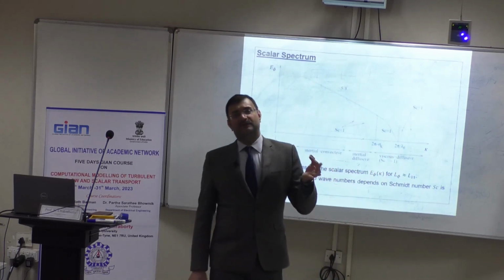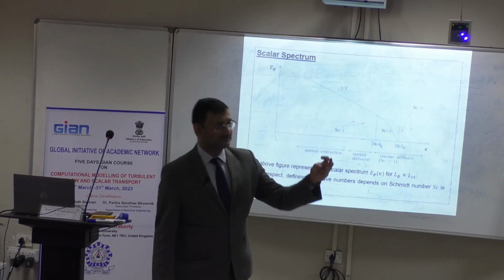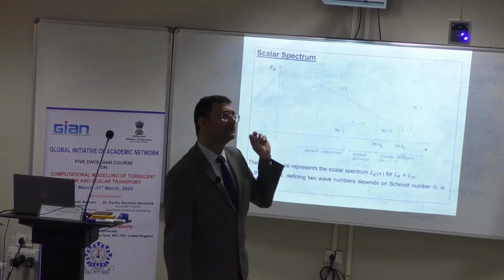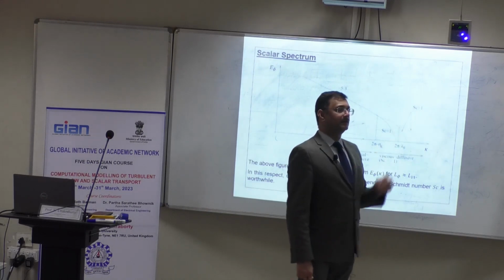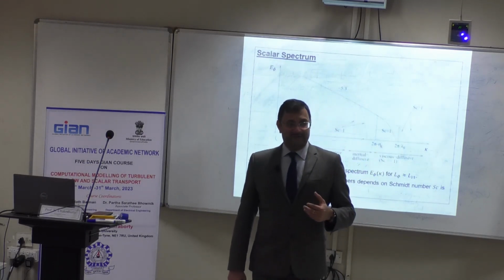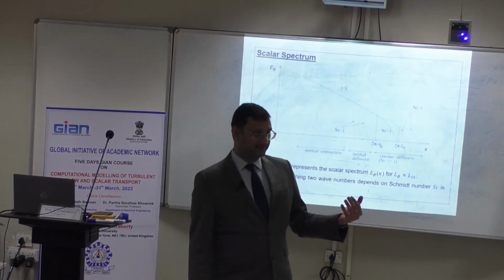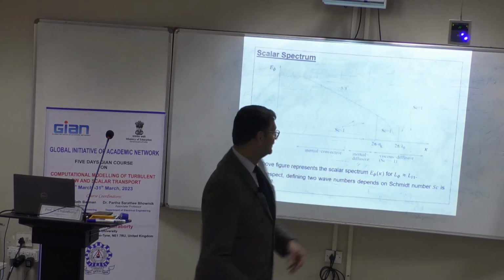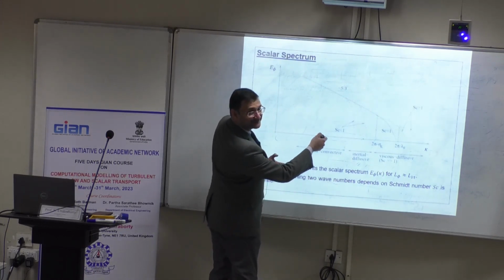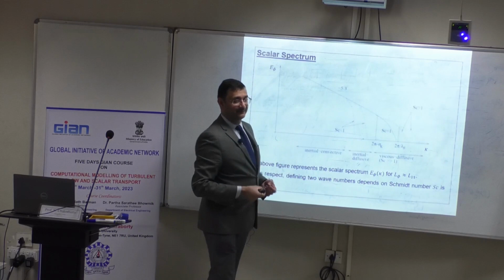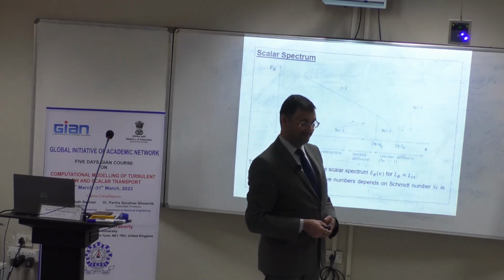Think about the definition of Schmidt number. It's kinematic viscosity divided by the diffusivity. So if Schmidt number is less than 1, diffusivity effects are becoming stronger, isn't it? Clear? As a result, this roll off for the scalar spectrum starts to happen at relatively larger length scale. Okay?